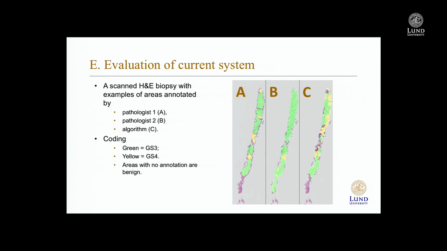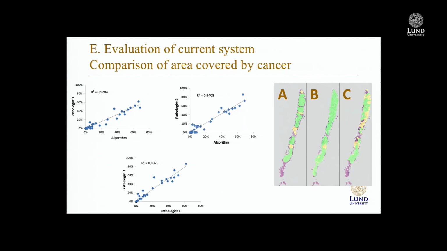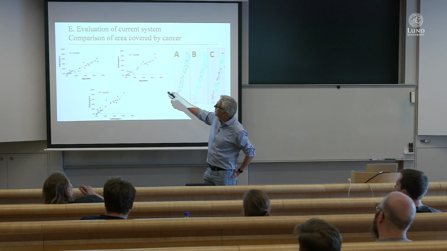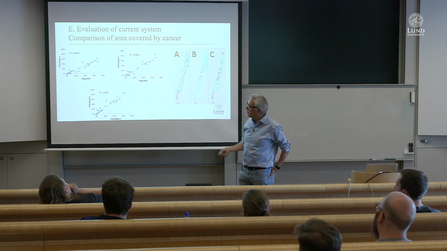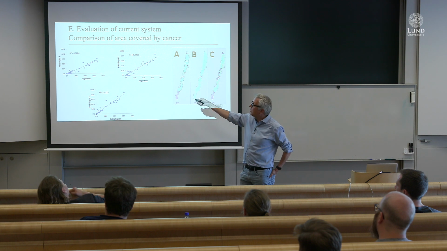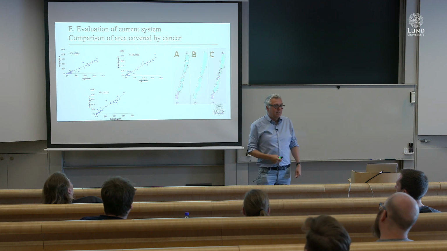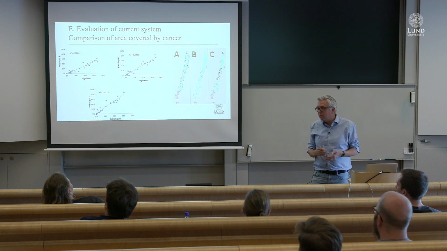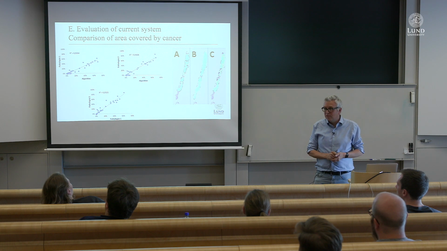But still, when we compare the difference between two pathologists and between the pathologist and the system, we've made several different comparisons, but here we've compared the area covered by cancer in a sample. So this is how large an area is the cancer by the algorithm compared to pathologist 1, by algorithm compared to pathologist 2, and pathologist 1 compared to pathologist 2. And then we get similar types of correlation scores. So that kind of tells us we're in the right ballpark. We're doing something that is reasonably good.